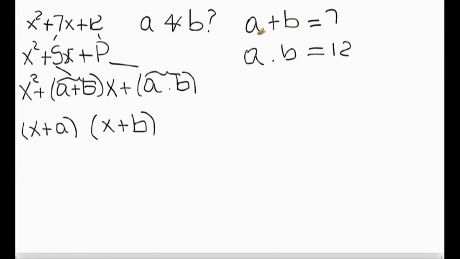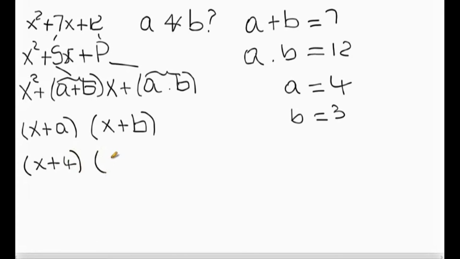For me, it's easy since I know 4 plus 3 equals 7 and 4 times 3 equals 12. You see? So it's 4 and 3. 4 plus 3 equals 7, and 4 times 3 equals 12. So in this situation, a equals 4 and b equals 3. Every time that is possible, we're gonna write it like x plus a, x plus 4, times x plus 3.